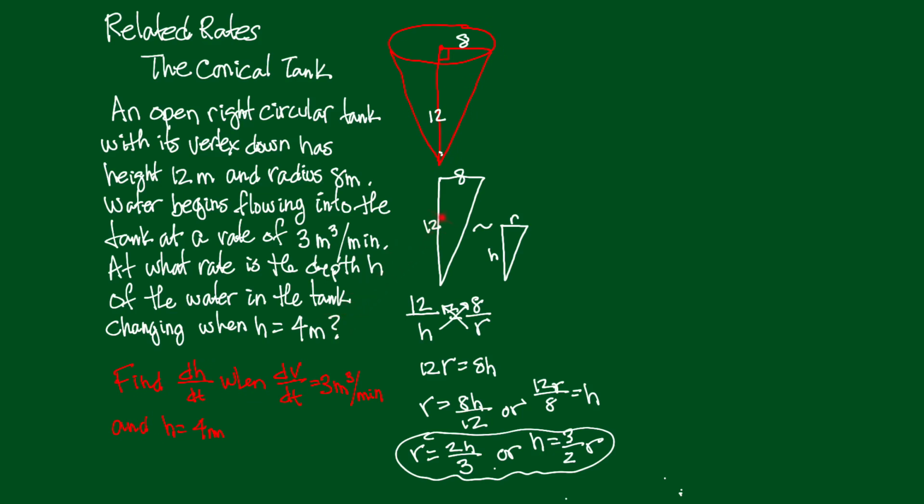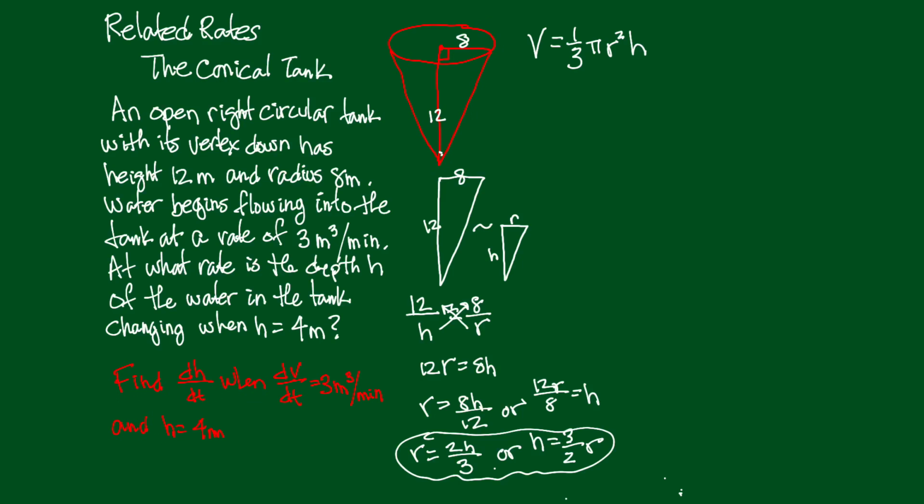Now, this is a cone. It's a right circular cone, and there happens to be a formula for the volume of a cone, a right circular cone, and it's this. The volume of a cone is equal to 1/3 pi r squared h.